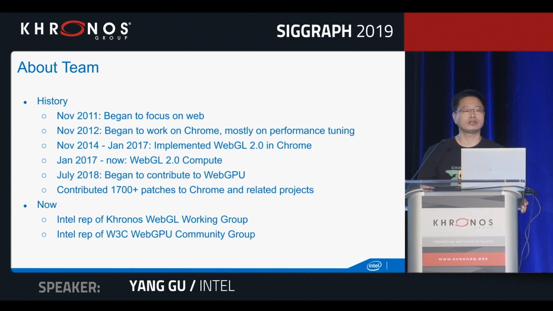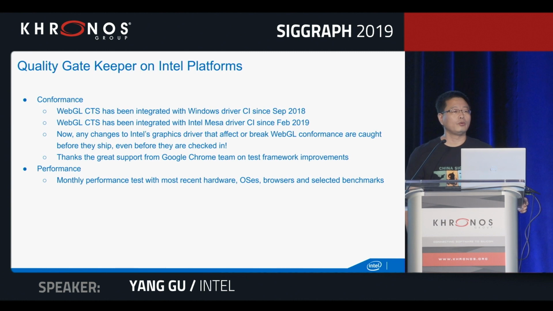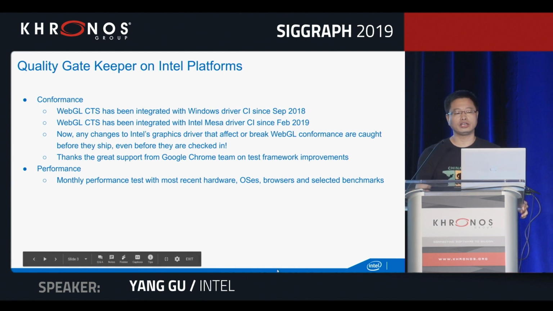We have been focusing on web graphics for about 8 years, and we contribute a lot to WebGL 2 together with Google. And our current focus is on WebGPU and WebGL 2 compute. So currently, we are the Intel representatives of the Khronos WebGL working group and W3C WebGPU community group. We have been acting as a quality gatekeeper on Intel platforms on both the conformance side and the performance side.